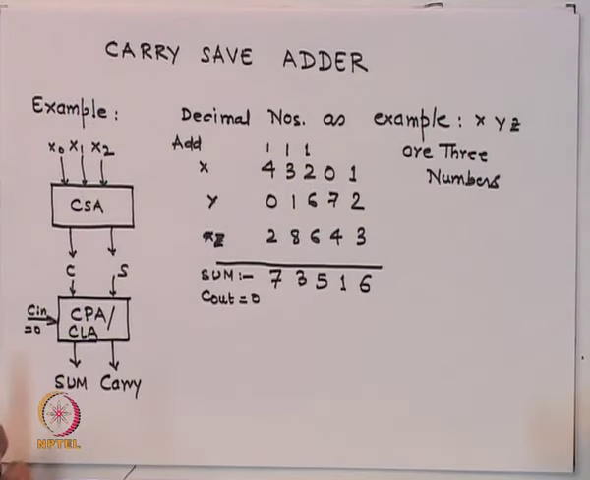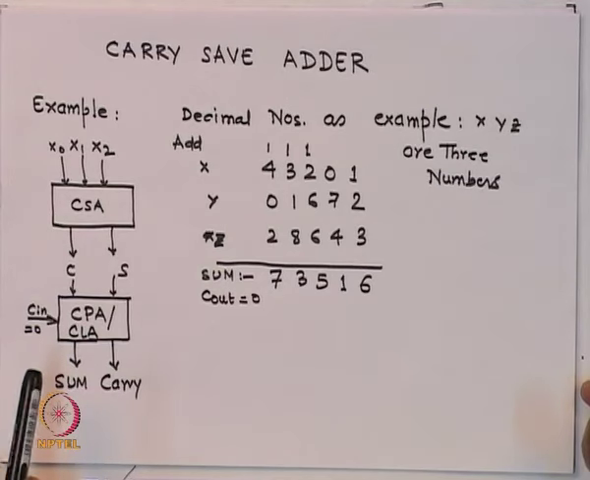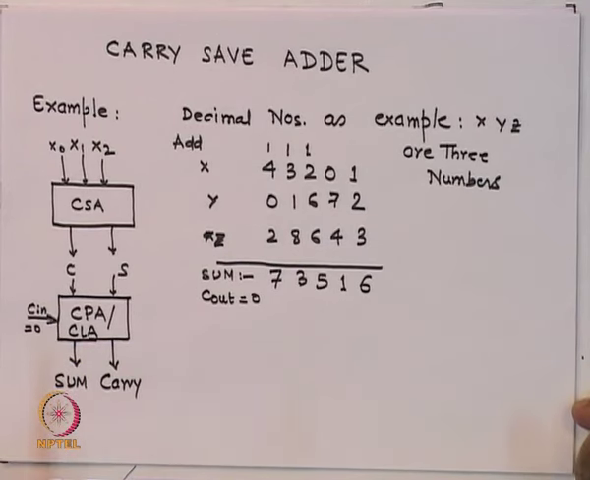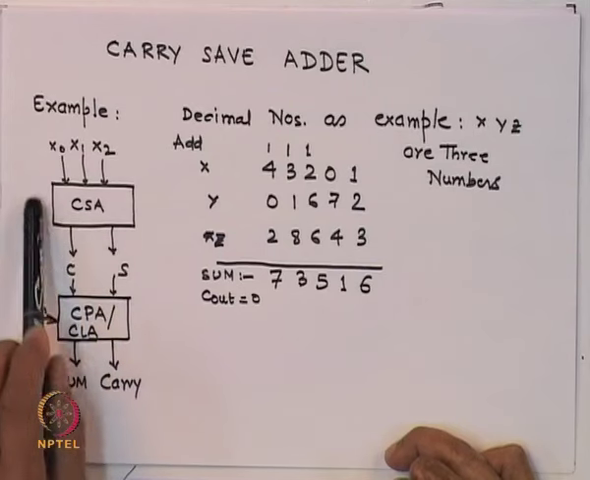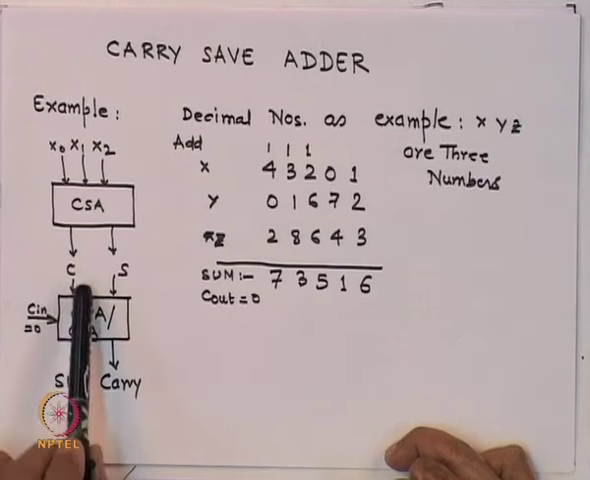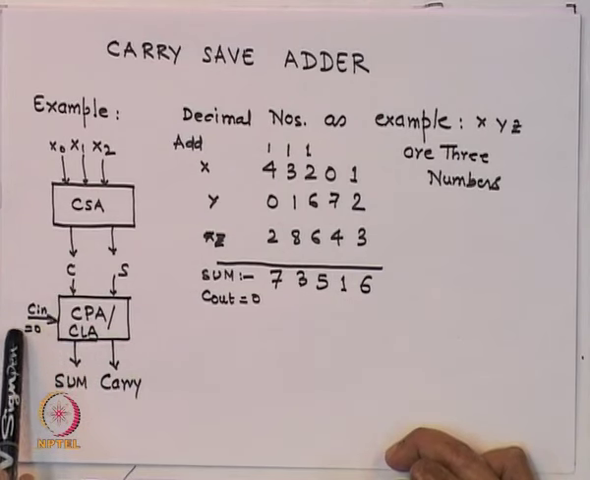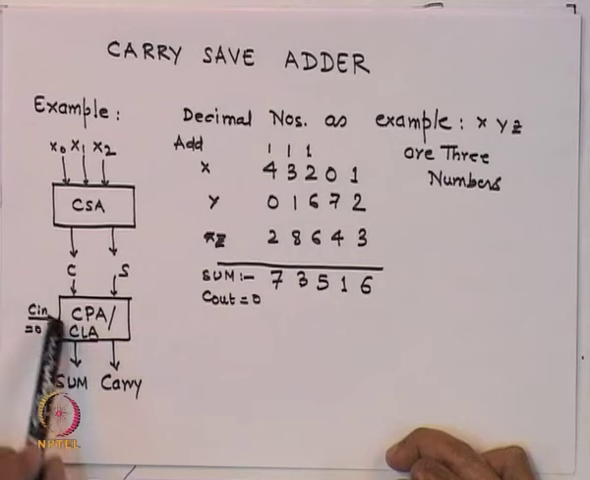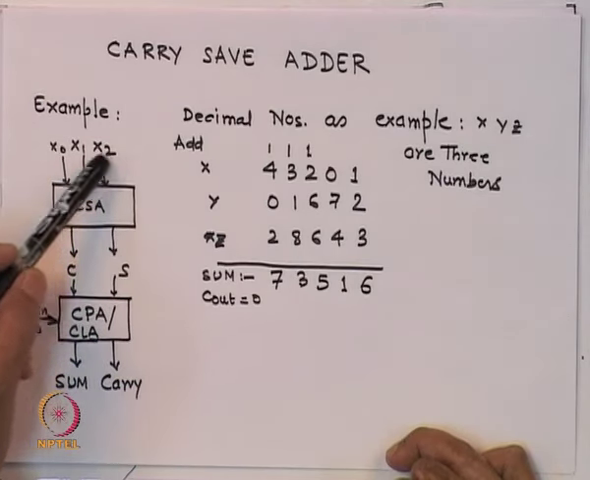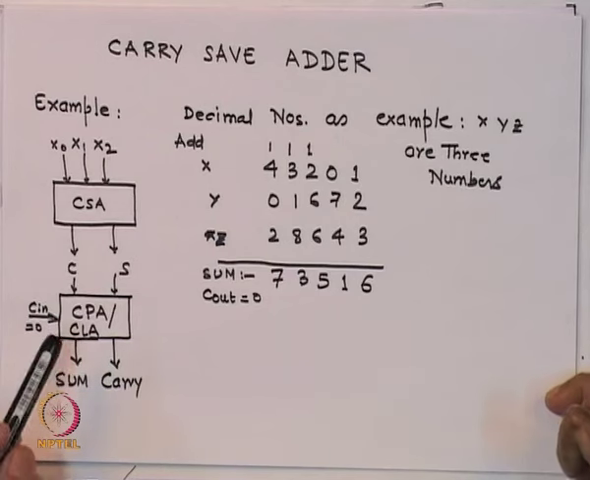Since this is not a very popular adder, let me do addition with decimal numbers to prove the principle and then show you a binary carry save adder. A typical carry save addition process has a block called CSA which receives inputs x0, x1, x2 and generates 2 outputs called C and S. These 2, along with the actual input carry, go to a normal CPA or CLA, which can generate your sum and carry. This is the final addition block, and this reduces your initial inputs to a lower number of outputs. Here is an example which will verify what this CSA is doing.